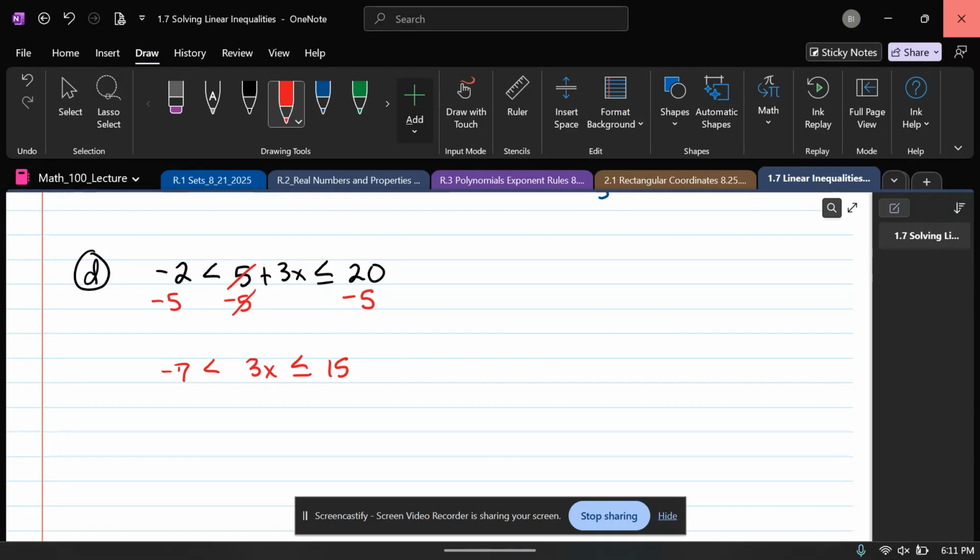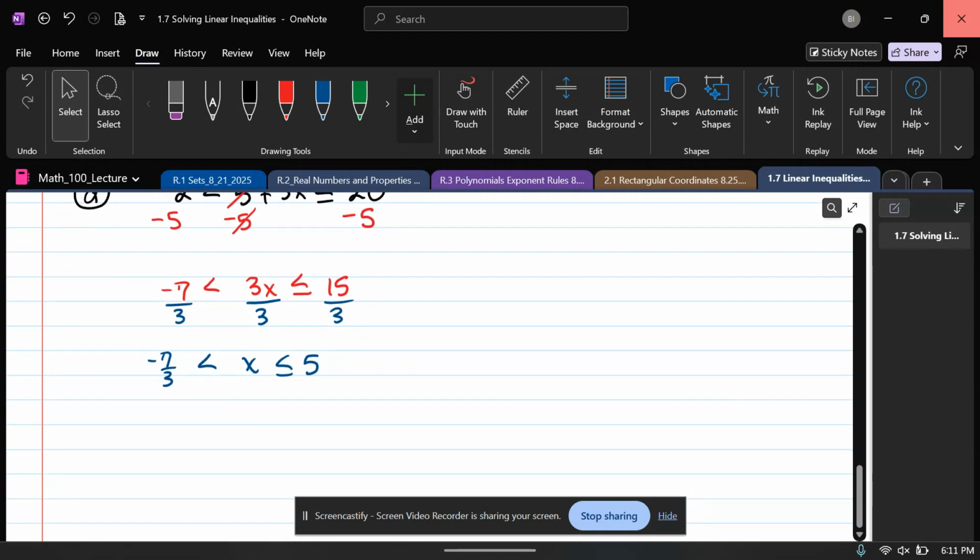And now I've almost got X by itself in the middle. I got that 3 that's still hanging out in there. So I need to use the inverse operation to get rid of that 3. So how do I get rid of that 3? Yeah, divide by 3 in the middle. If I divide by 3 in the middle, I got to divide by 3 on the end and on that end. That's a positive 3 I'm dividing by, so I'm not flipping my symbols. So the X is now by itself in the middle. I've got a -7/3 on the left. On the right-hand side, what do I have? 5. It goes evenly. Okay. If it didn't, I would just reduce the fraction.